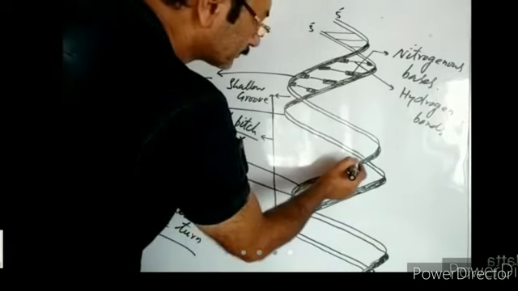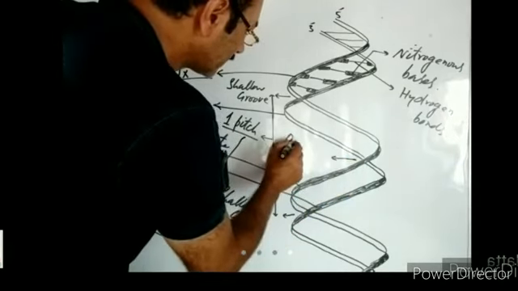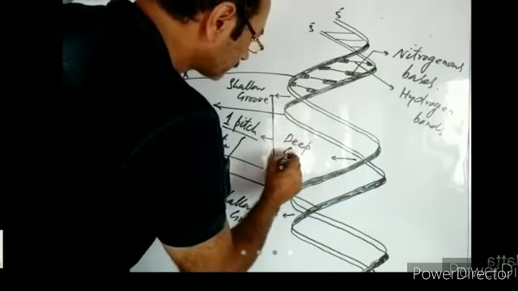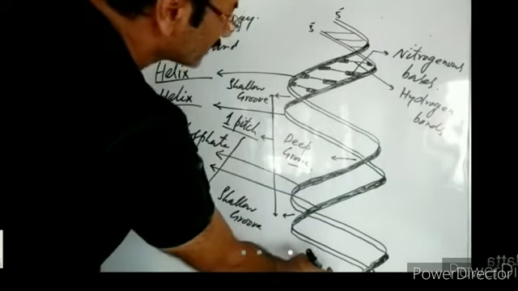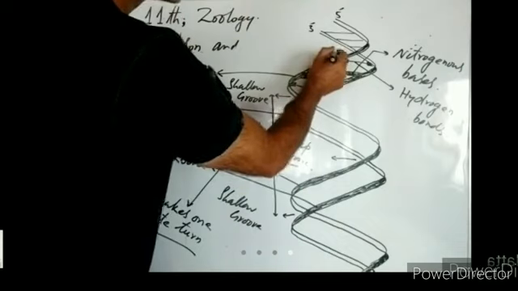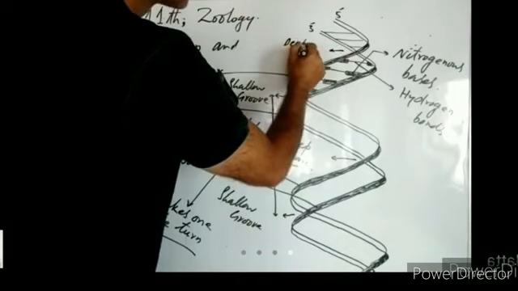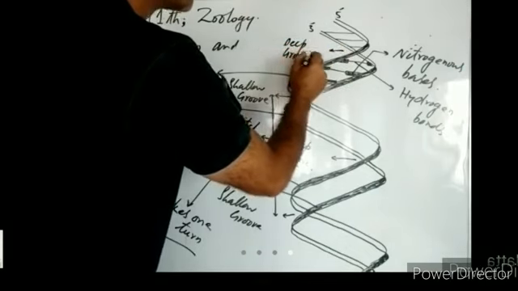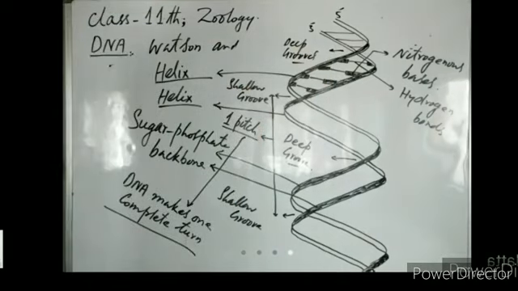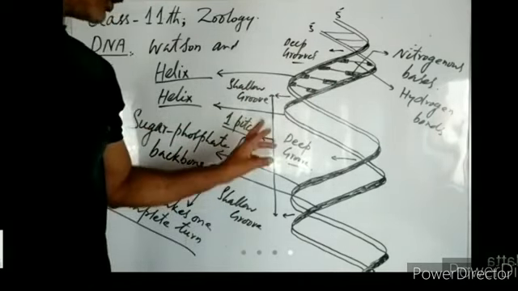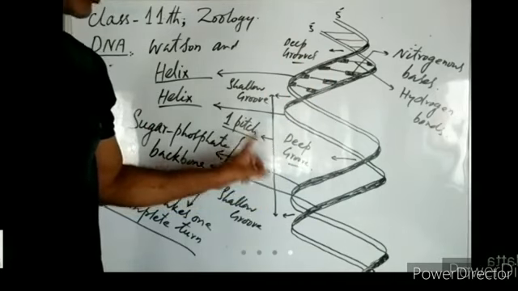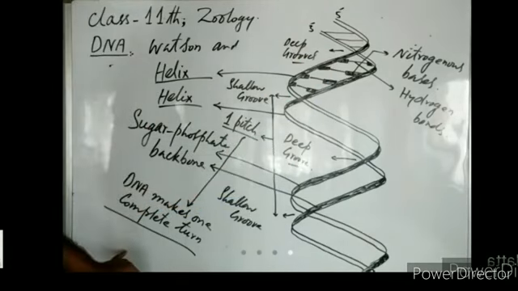This is a deep groove. This cut is known as a deep groove. Similarly, here is another deep groove. This is also a deep groove. So there are deep and shallow grooves in this DNA, right? The distance from one shallow groove to another shallow groove is known as one pitch, and one pitch represents one complete turn of DNA.